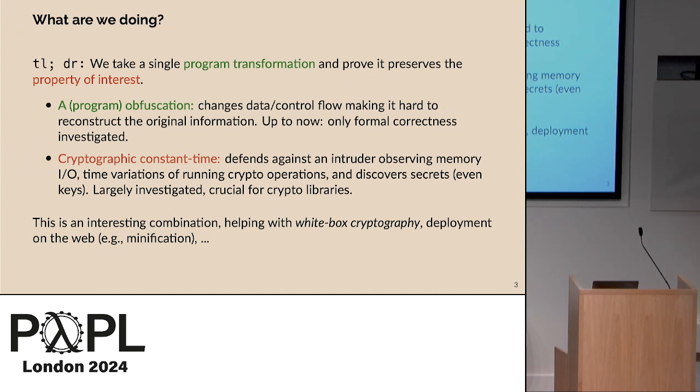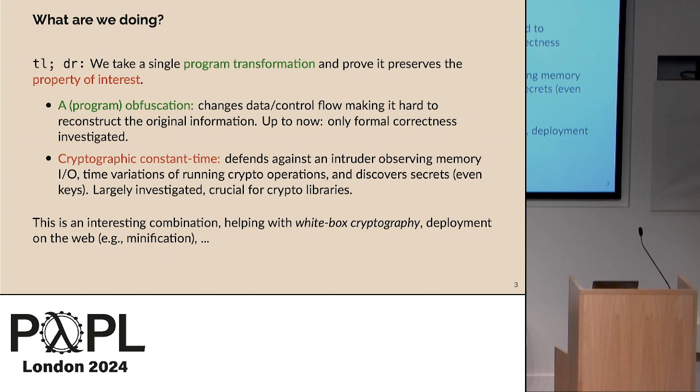And sorry, I didn't tell you what a program obfuscation is. It's a program transformation that scrambles your source code and changes the data flow or the control flow of the program, making it hard to reconstruct the original information. In some sense, you can think of it as a program transformation such that when you try to analyze the target program, your analysis reaches top very fast. So in the abstract domain, it reaches top. This is a possible formalization of that.